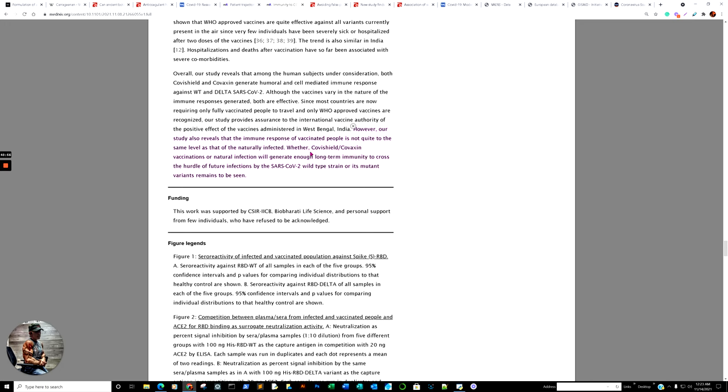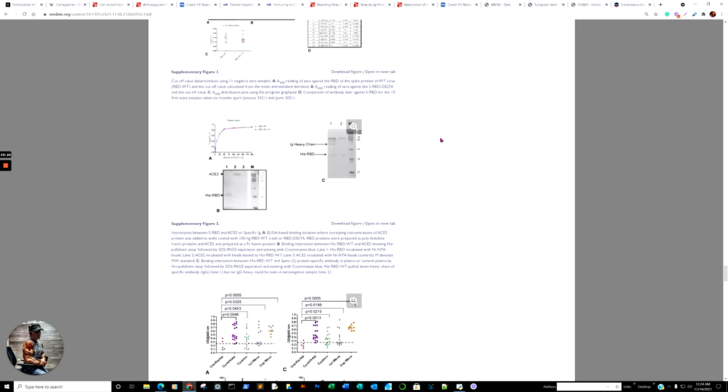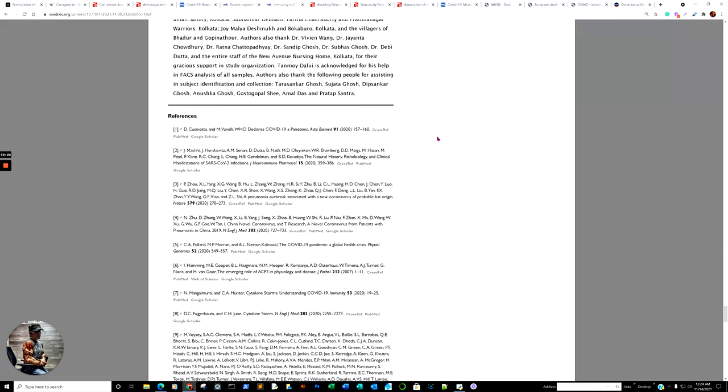You get the point. Whether Covishield or Covaxin, the vaccines as discussed in India, or a natural infection, will generate enough long-term immunity to cross the hurdle of future infections by the SARS-CoV-2 wild-type strain or its mutant variants remains to be seen. But what they quote is, however, our study also reveals that the immune response of vaccinated people is not quite to the same level as that of the naturally infected. That's not an equal. Not even quite to the same level. But again, the links will be there as follows. And I think that was a lot of data on that one.